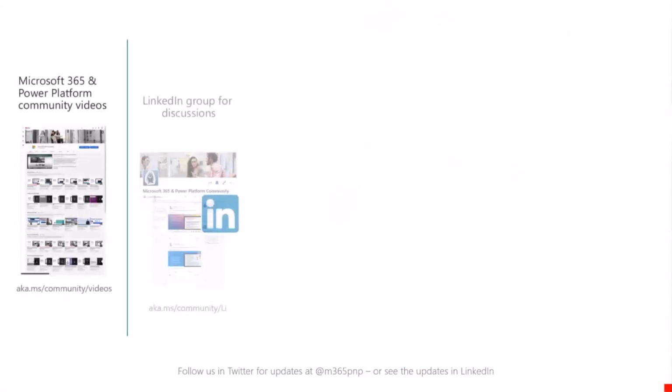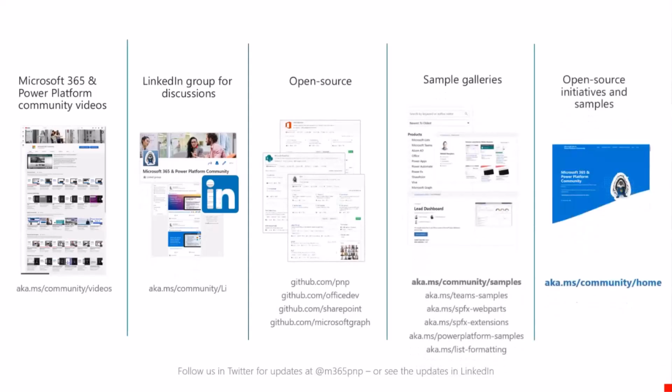But first, let's talk about some resources that are available to you in the community. We have got videos. We have got a LinkedIn group for discussions. We've got open source projects, sample galleries, lots of tools and tricks and tips for you to take advantage of. Things like SPFx web parts and Power Platform samples, list formatting samples, all the above. All these videos are here for you to consume for free. You don't need a Netflix subscription. You just need a community subscription, which is free. So take advantage of it.